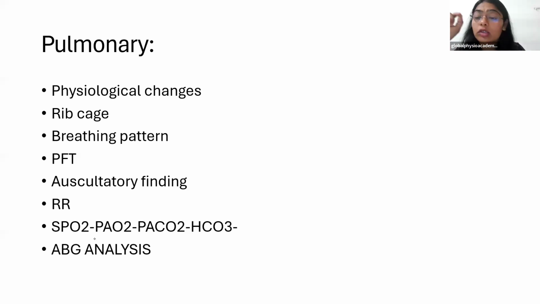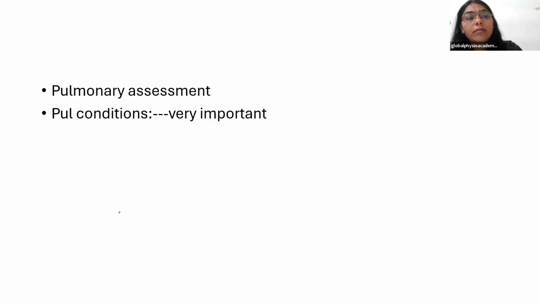Pulmonary function test, auscultatory findings, respiratory rate, SpO2, partial pressure of oxygen, partial pressure of carbon dioxide, HCO3 minus, ABG, arterial blood gas analysis, pulmonary assessment, pulmonary conditions. It's very, very, very important. You must know the conditions. If I say bronchiectasis, what are the X-ray changes? What are the auscultatory changes? What are the postural changes? What is the patient's clinical presentation? If these 4 things are clear, you are good to go.